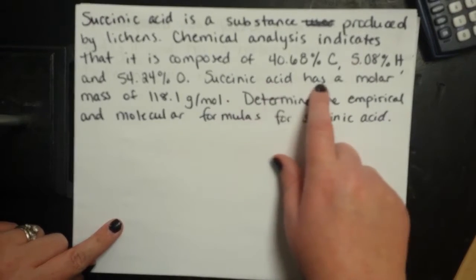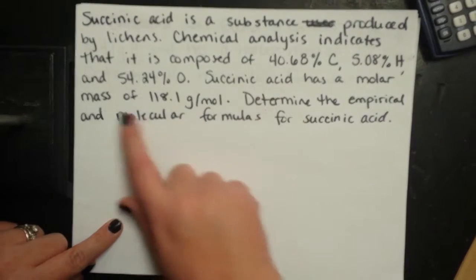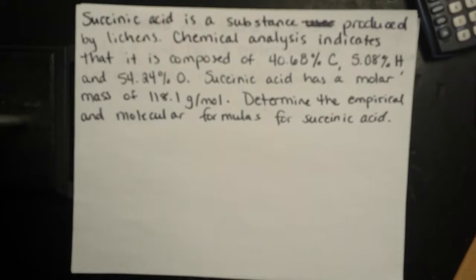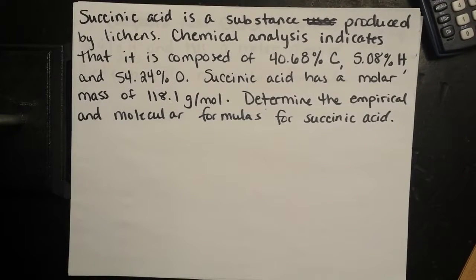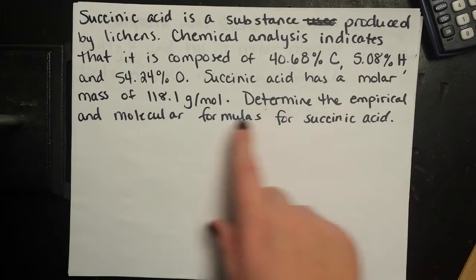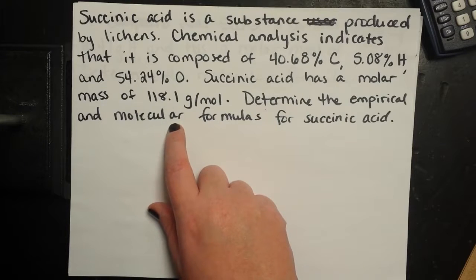However, now it says that succinic acid has a molar mass of 118.1 grams per mole. In previous problems, we were not given that molar mass. We were just being asked to find the empirical formula, which is the lowest whole number ratio, and that's something that you get from the percent composition. Here we're asked to find that empirical formula and also the molecular formula.